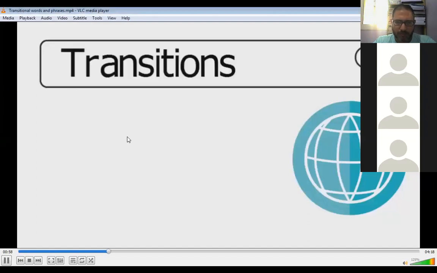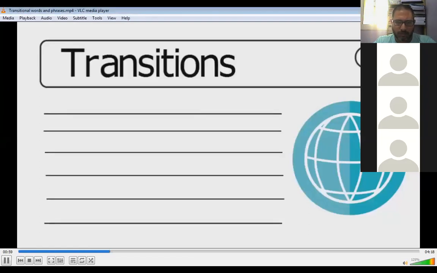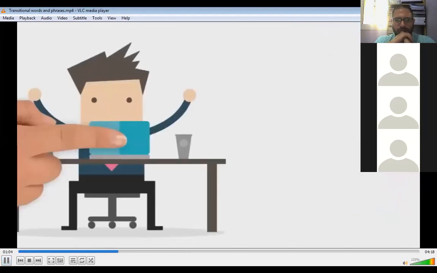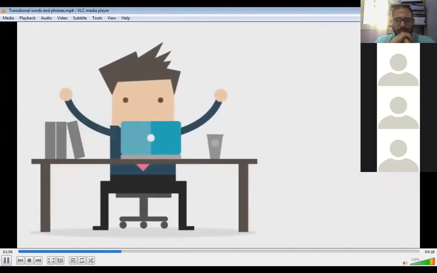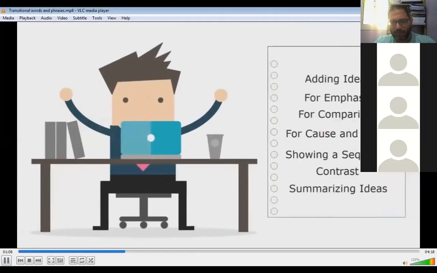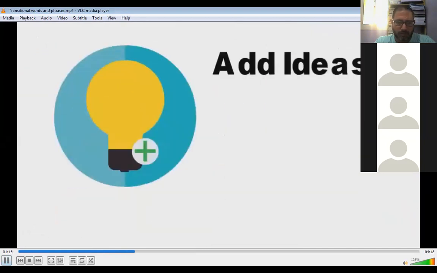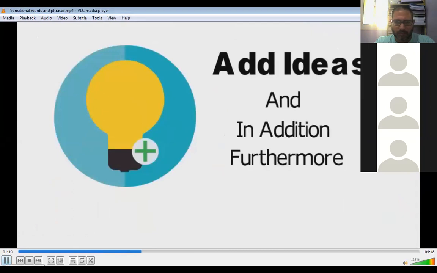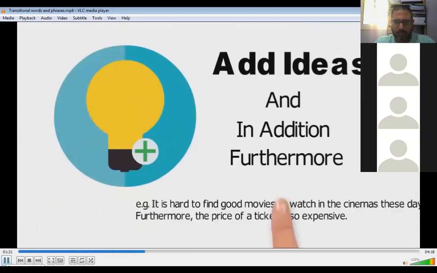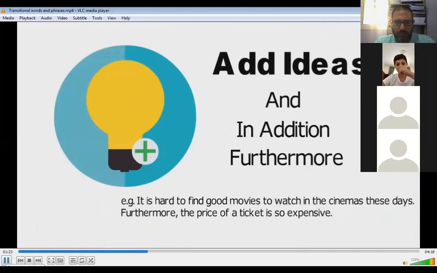Transitions. Search transitions in your browser for examples. Throughout this video, you will find transitional words and phrases you feel comfortable using in your own writing. To add ideas, use words such as and, in addition, or furthermore. For example, it is hard to find good movies to watch in the cinema these days.